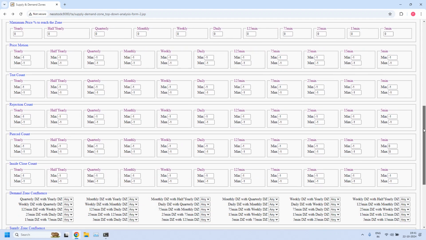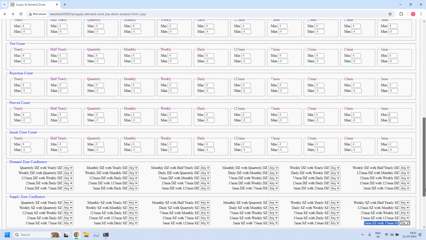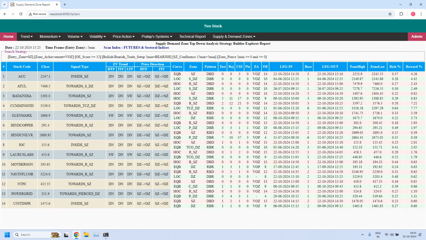So in the supply zone confluence, I am enabling the filter 5 minute supply zone with 15 minute supply zone confluence. With this we got 14 stocks filtered. From 23, 14 stocks are supporting ITF confluence. That means 5 minute supply zones are part of the 15 minute supply zone. And 15 minutes trend is a downtrend, that is ITF trend is downtrend in all these stocks.